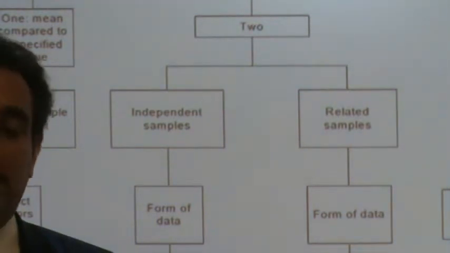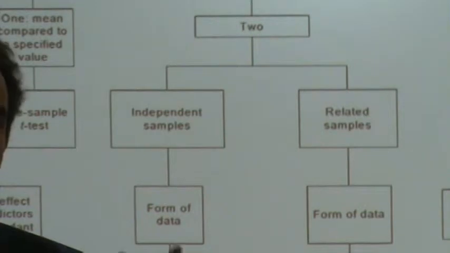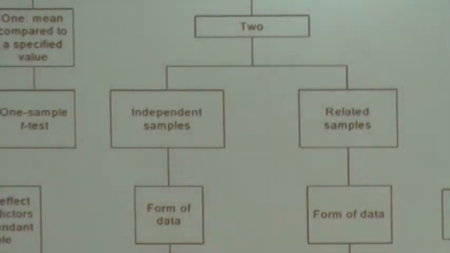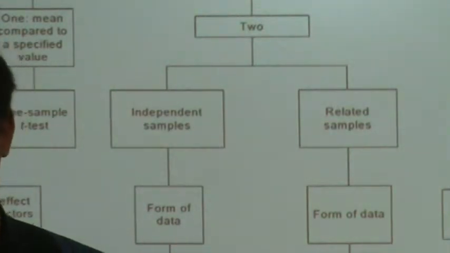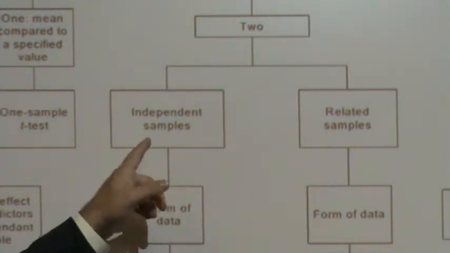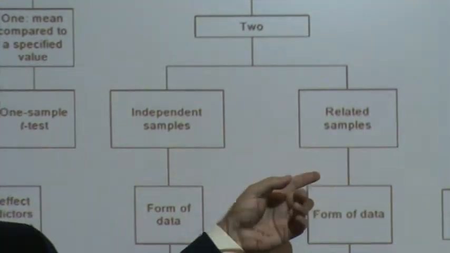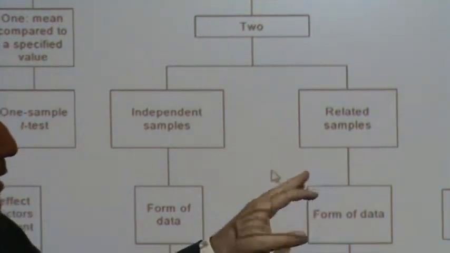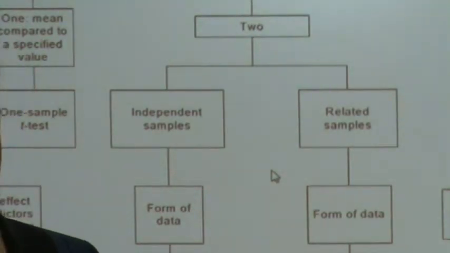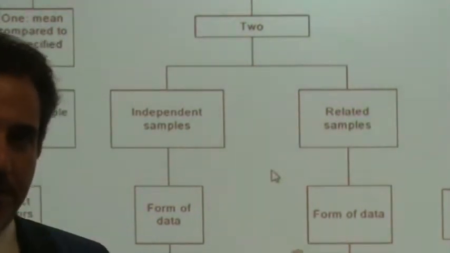So let's say that you're in a situation where you're comparing aspirin to placebo for headache reduction. And you have one group of people with headaches in one group, and you have a different group of people with headaches in a different group. Those are independent samples. Let's say, though, that you have the same people, the first time they have a headache, getting aspirin, and the second time they have a headache, they come in and they get a placebo. That would then be considered a related sample.